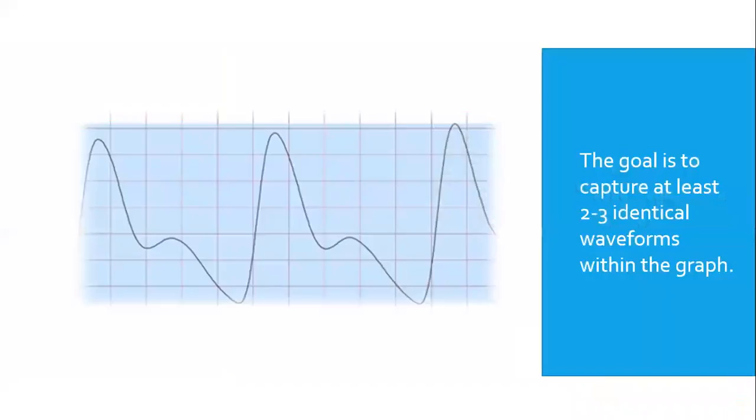To capture a good waveform, allow the PVR segment of the test to run until you notice a steady pattern in the waveforms. The goal is to capture at least 2 to 3 identical peaks within the graph. It is okay to scroll back and forth once you stop the test in order to fit the waveforms properly on the graph. If you scrolled around and the waveforms are still too big or really hard to see, this is time to change the gain.